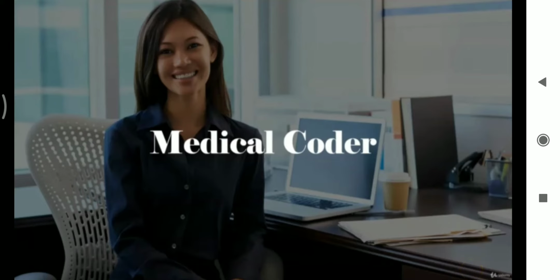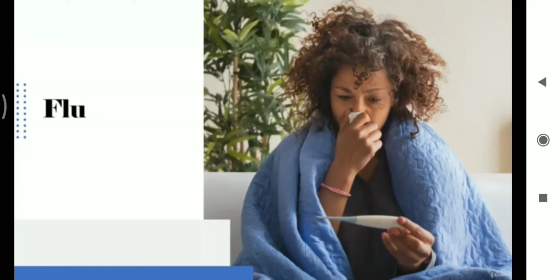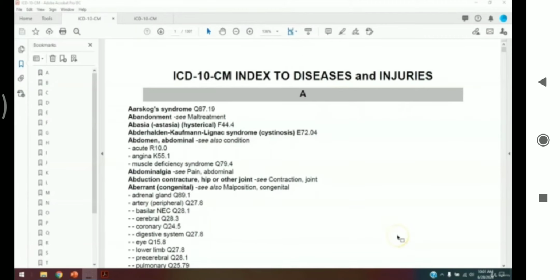So let's start by looking at the task of the medical coder. Our first condition is the flu. So using the enclosed resources, let's go to the ICD-10 alphabetic index. If you're using a resource such as the PDFs or a coding manual, your starting point will always be the alphabetic index when searching for a code.